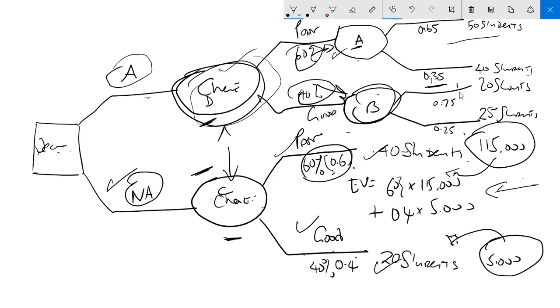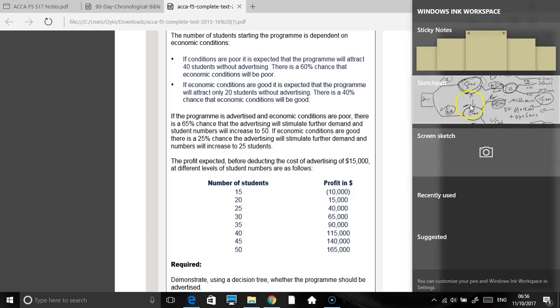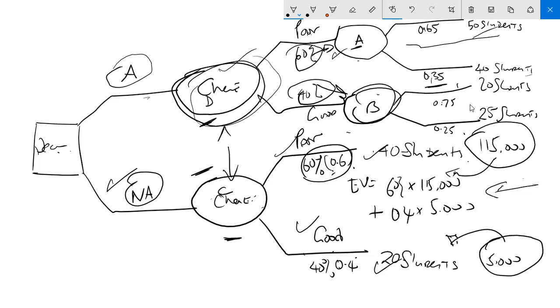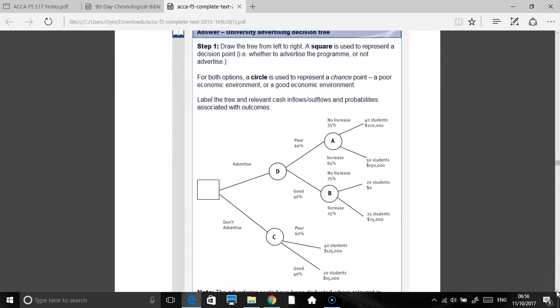Right, so let's now calculate all the EVs, like I said, and work backwards. For this, I'm going to go straight to your book, and it tells you here that these are the profit figures if you don't advertise. But once you choose to advertise, we need to deduct the cost of advertising. So from all the profits in this area, I'm going to be deducting the cost of advertising. I won't do that here. Scrolling down, you can see that they've done it nicely for us here.